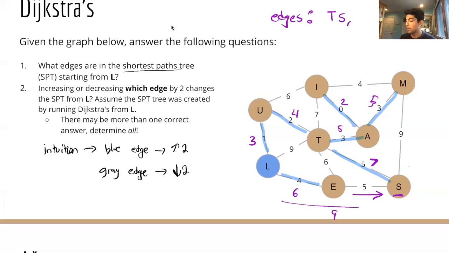So I'm actually going to do half and half. I'm going to do blue edges, and whenever I see a blue edge, I'll ask myself, what's the complementary gray edge that I could decrease to achieve the same result? Notice here that if I increase TS by 2, this blue edge becomes like this. That's how the shortest path tree changes.